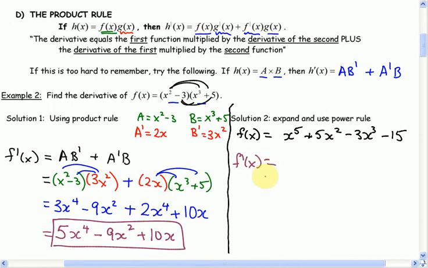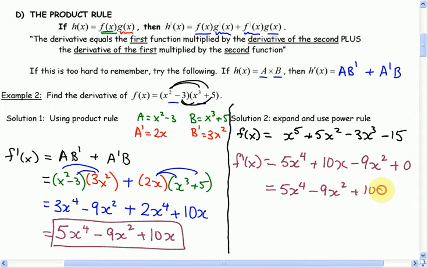So go ahead and take the derivative, and let's hope that this also equals the box on the left side. What's the derivative of x to the power of 5? Same thing, 5x to the power of 4. What's the derivative of 5x squared? 10x. What's the derivative of negative 3x cubed? Minus 9x squared, and the 15, well, that's just 0. If I were to write that in order of powers that are descending from 4 to 2 to 1, look at that, it's the same thing. Okay?